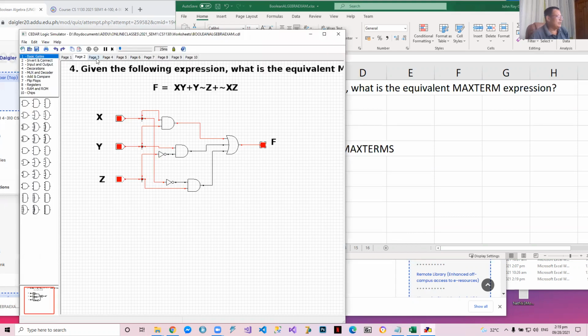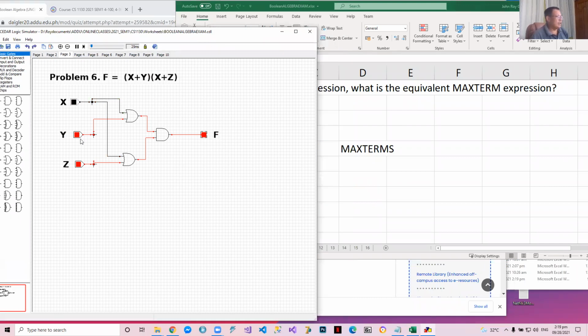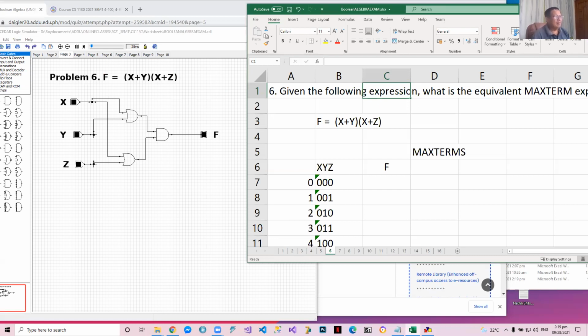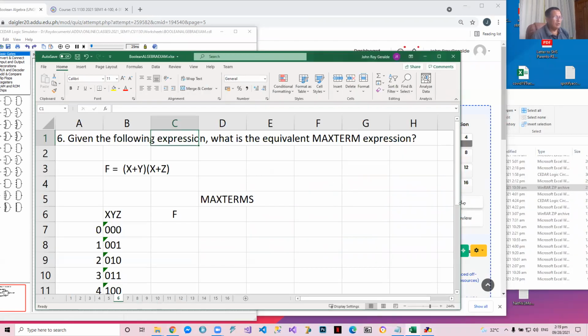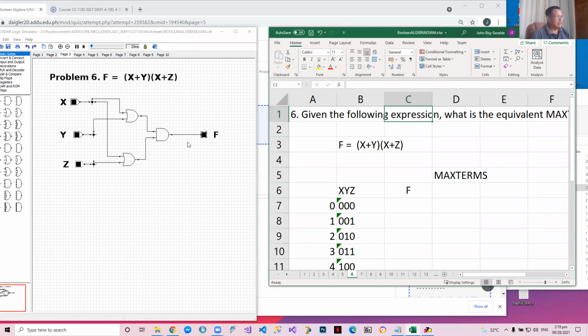I have it here, no? On page 3, this problem number 6. This is x plus y, quantity x plus y times quantity x plus z. Do you follow? We'll be looking for black boxes here. Black boxes ang hahanapin natin dito, right? Because we are looking for max terms. So 0, 0, 0 is a max term. So this is x plus y plus z. So take note that they are 0, so we do not complement because we are using max terms, no?